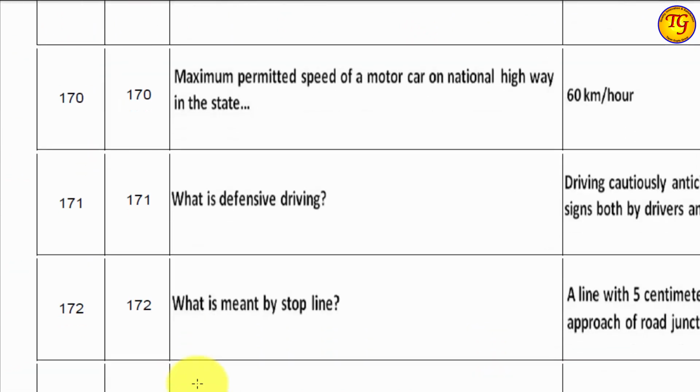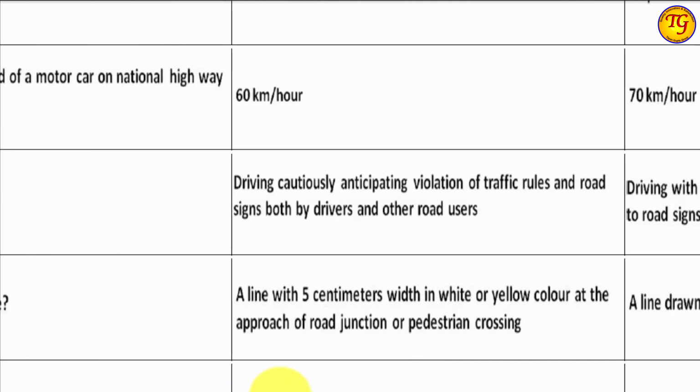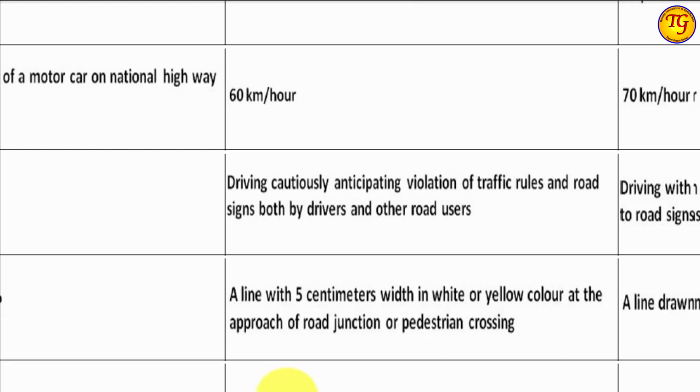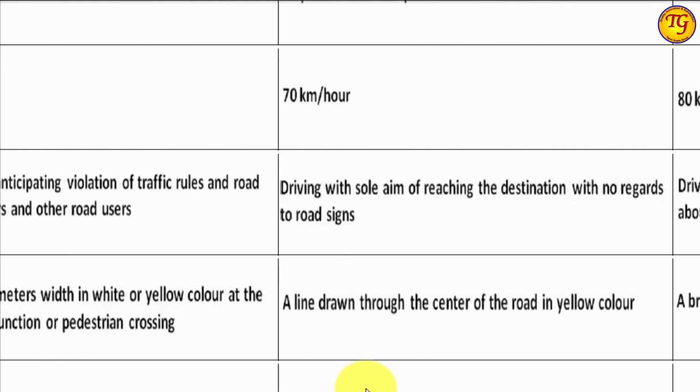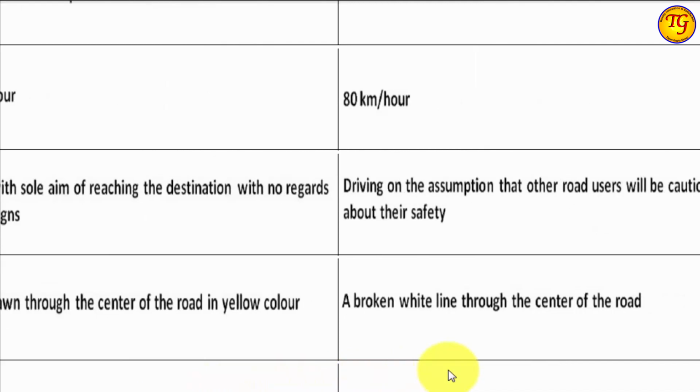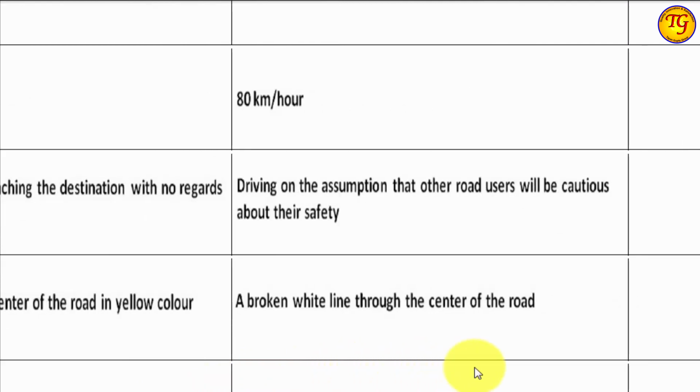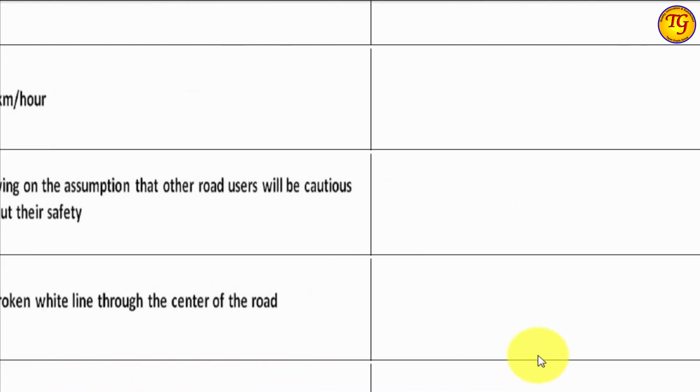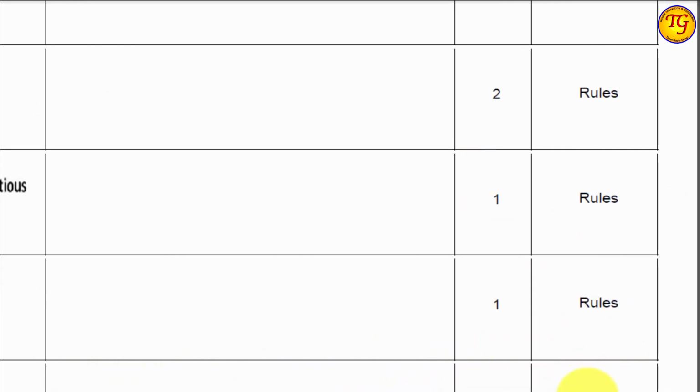Okay, question number 171 says what is defensive driving? So option number 1, driving cautiously, anticipating violation of traffic rules and road signs both by drivers and other road users. And option number 2, driving with sole aim of reaching the destination with no regards to road signs. This option is definitely incorrect. Option number 3, driving on the assumption that the other road users will be cautious about their safety. So I think option number 1 is the correct one. Yes, option number 1 is correct.